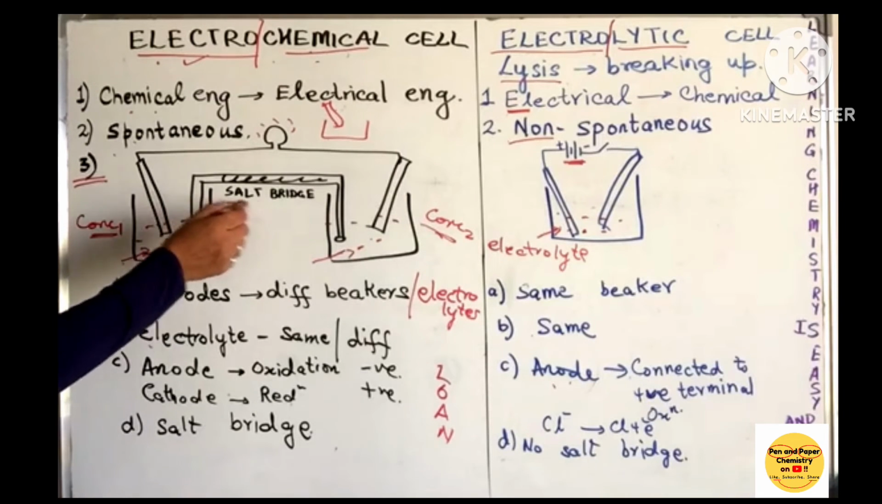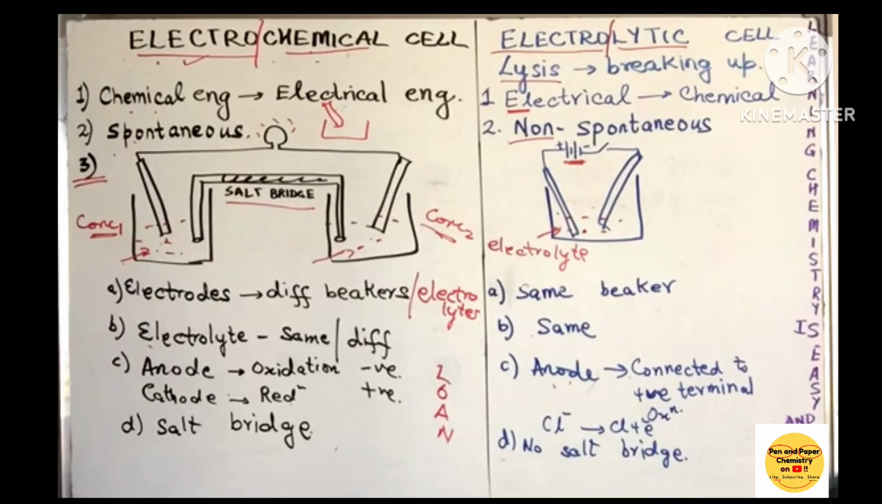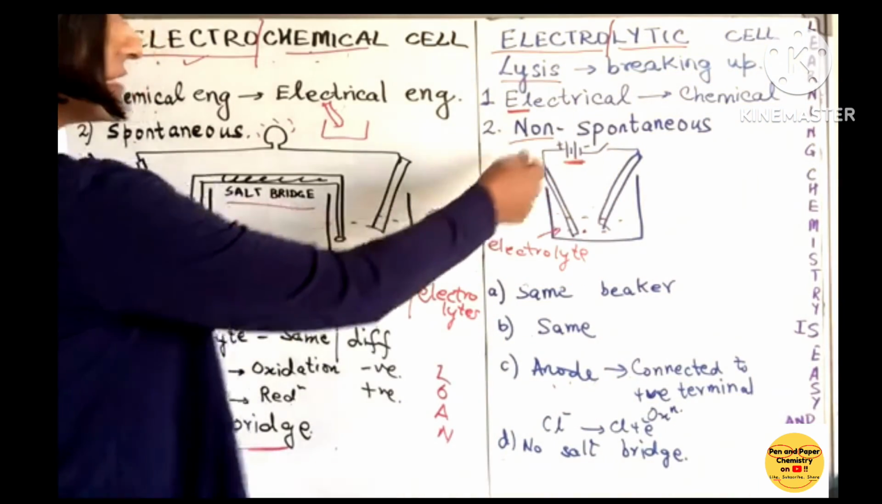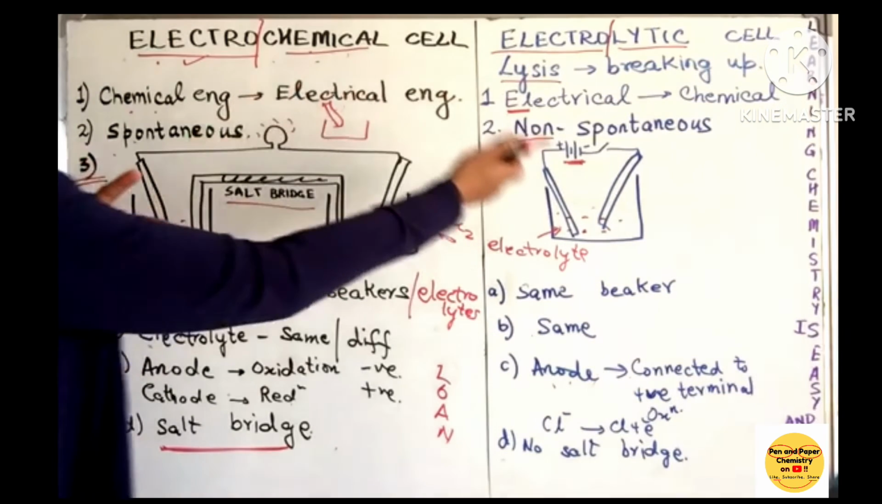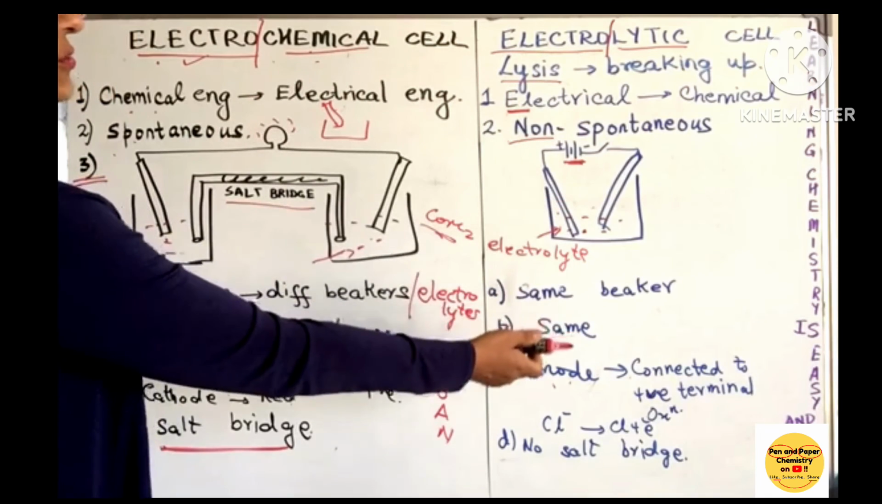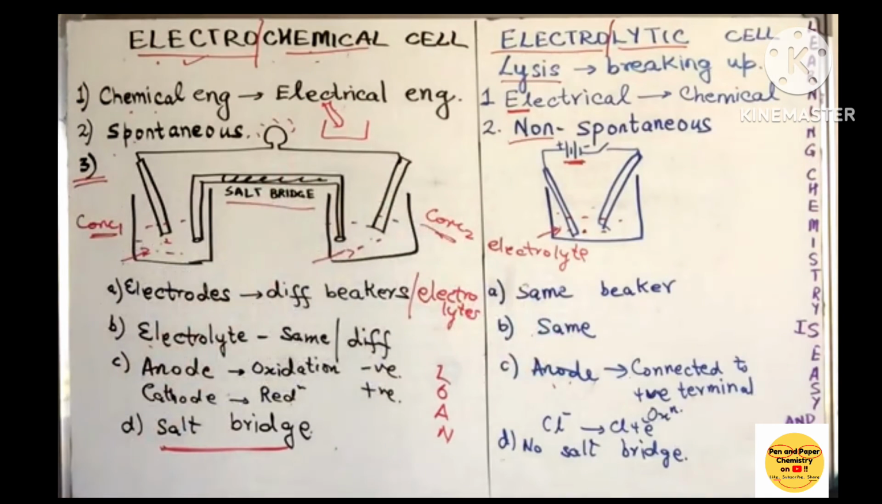Yes, absolutely. In order to maintain the cell neutrality, we have a salt bridge in the case of an electrochemical cell. Whereas here, if you notice, there is no salt bridge as such, right? So you need an electrochemical cell in order to power the electrolytic cell to work, right?